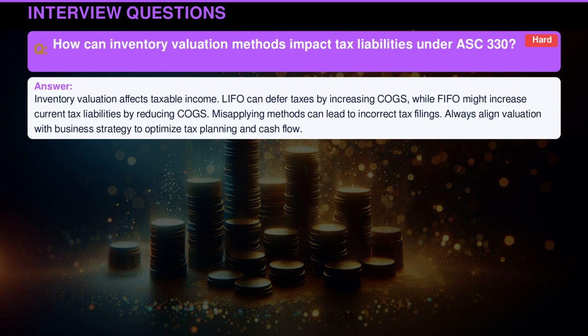Inventory valuation affects taxable income. LIFO can defer taxes by increasing COGS, while FIFO might increase current tax liabilities by reducing COGS. Misapplying methods can lead to incorrect tax filings. Always align valuation with business strategy to optimize tax planning and cash flow.